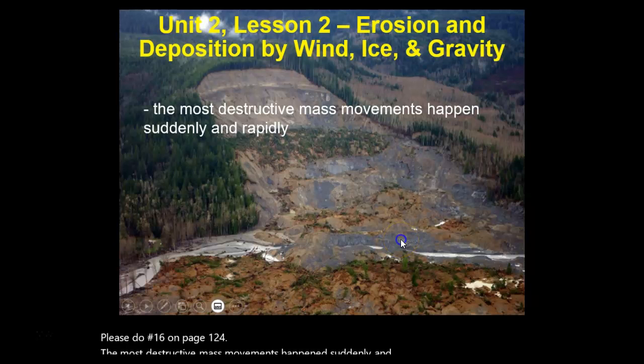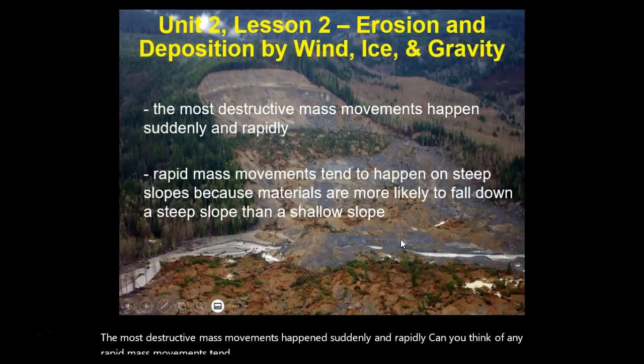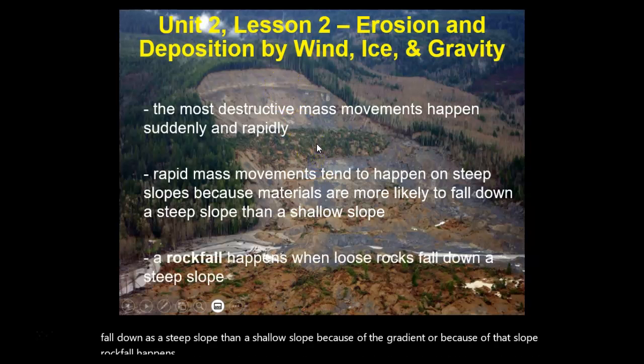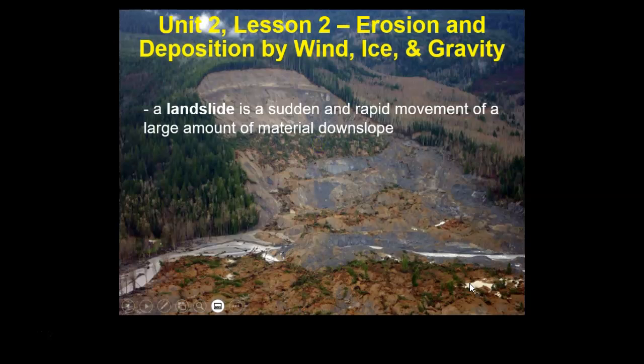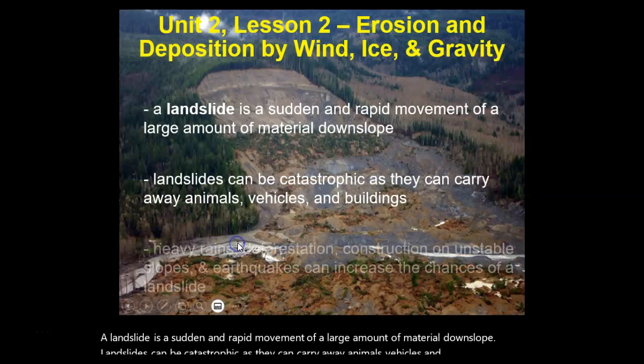The most destructive mass movements happen suddenly and rapidly. Can you think of any? Rapid mass movements tend to happen on steep slopes because the materials are more likely to fall down a steep slope than a shallow slope because of the gradient. A rockfall happens when loose rocks fall down a steep slope. A landslide is a sudden and rapid movement of a large amount of material downslope. Landslides can be catastrophic as they can carry away animals, vehicles, and buildings.